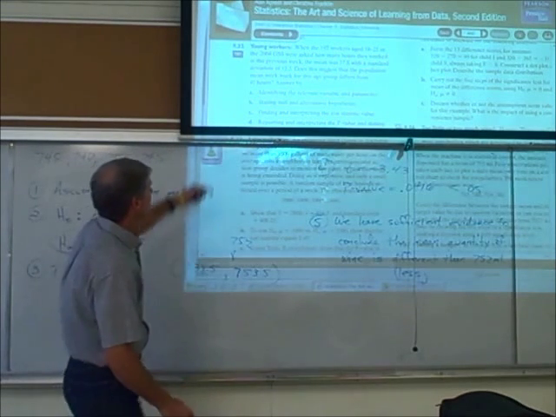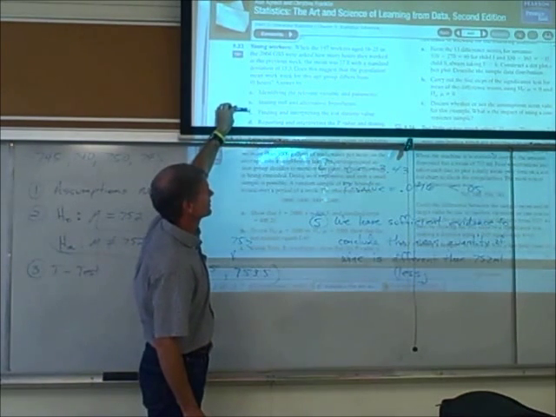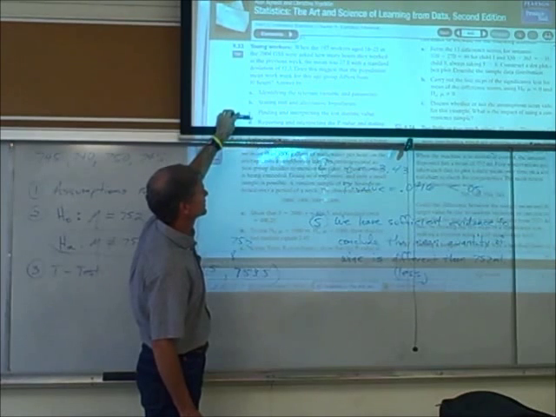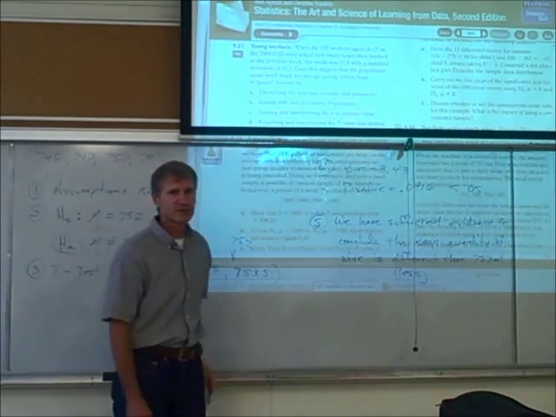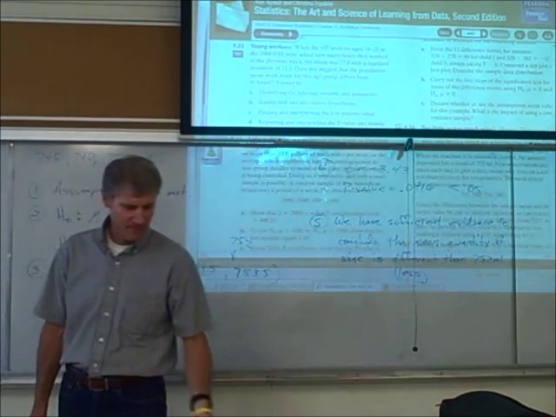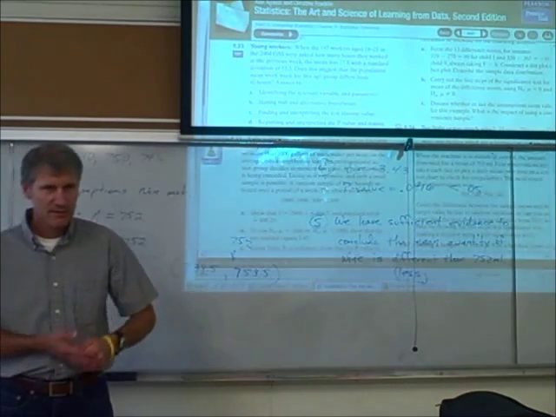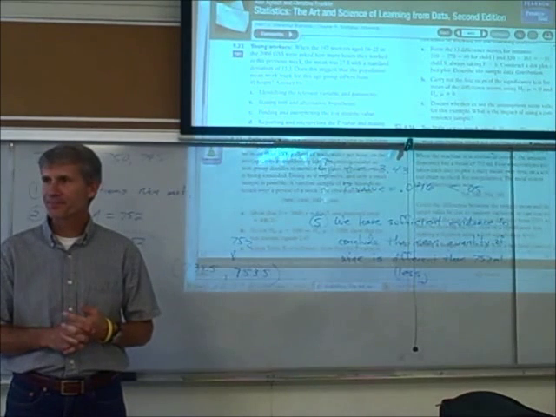Okay? So then, B says state the null and alternative hypothesis, find and interpret the test statistic, find and interpret the p-value, then make your conclusion. So you do that, and then we'll see how you do.